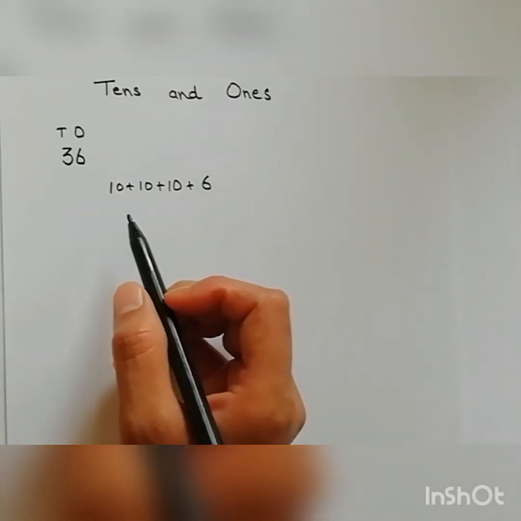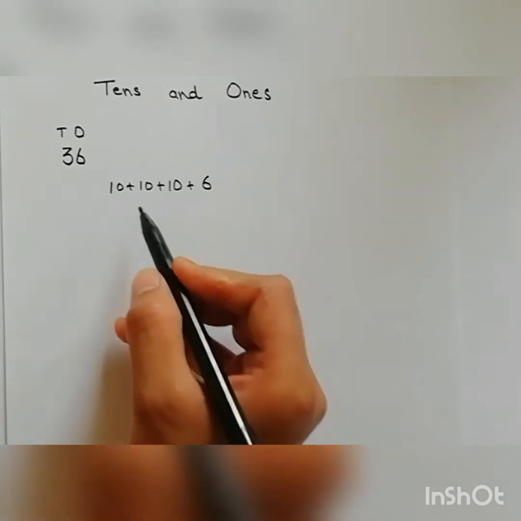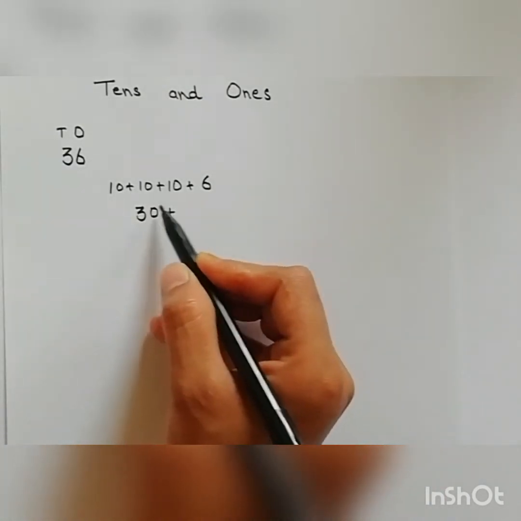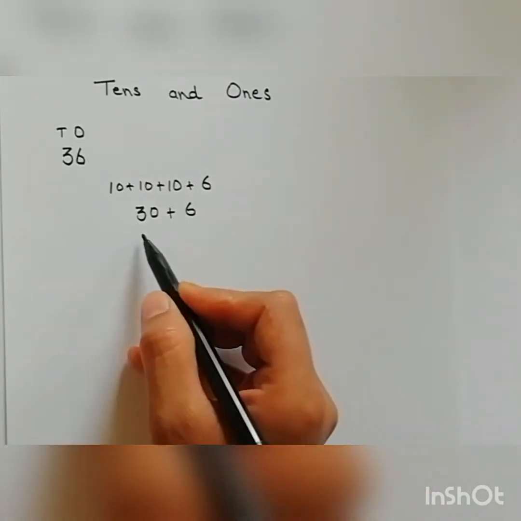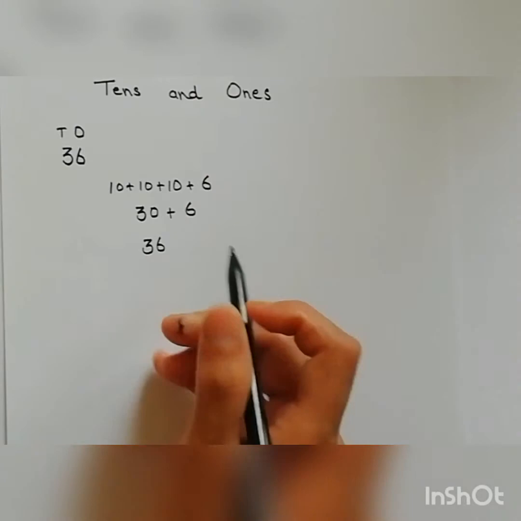Now first we will add 3 tens. 10 plus 10, 20 plus 10, 30. 30 plus 6 ones. So 30 plus 6 ones is equal to 36.